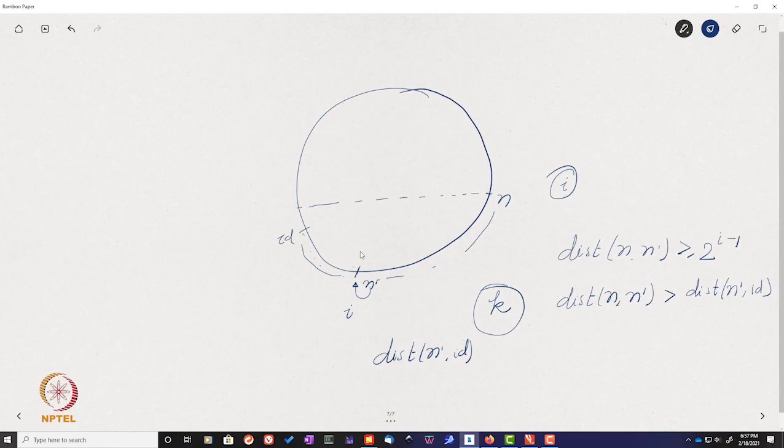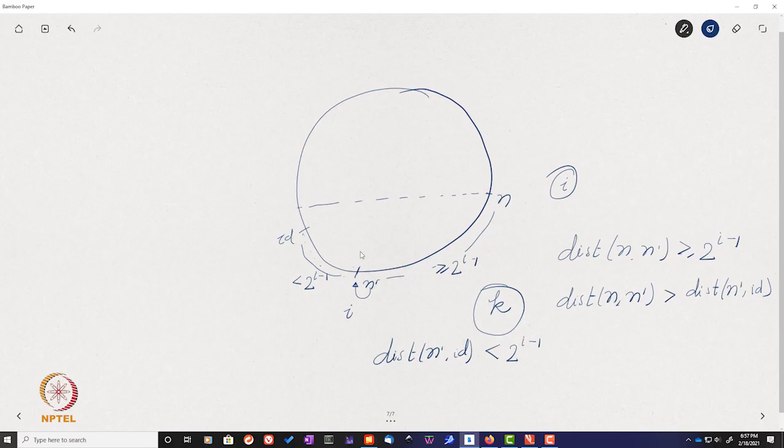So the main idea is that the distance from n to n dash is greater than or equal to 2 raised to the power I minus 1, and the distance from n dash to the beginning of the next finger, assuming that id is before that, is bound to be less than 2 raised to the power I minus 1. So I can write it over here. I mean, assuming that things are in control. So I'll discuss when they will get out of control, not now.